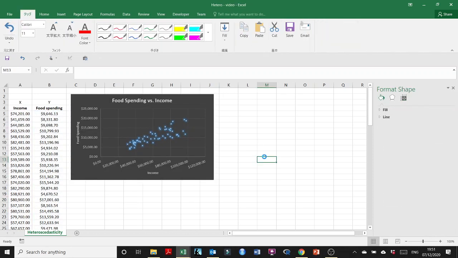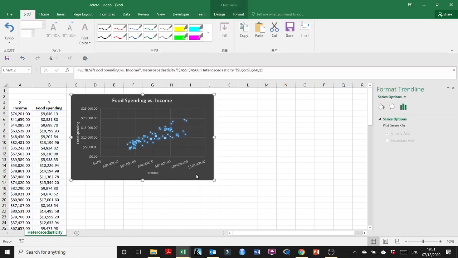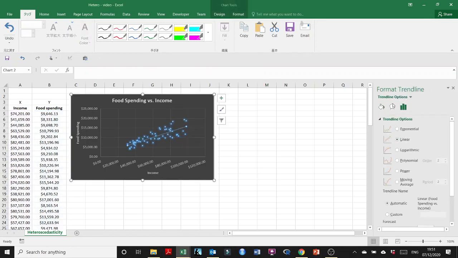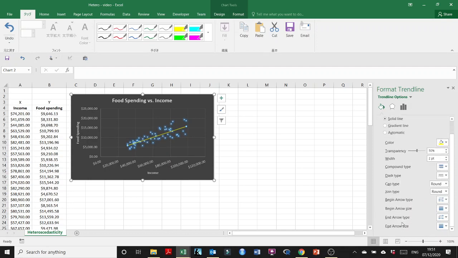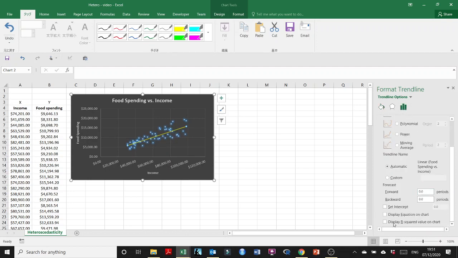So now we should be ready to, I lost my trend line, unfortunately. Let's just make sure the trend line is in a color that we can see easily. Maybe a brighter yellow. Yep. Okay. All right, here's the equation.